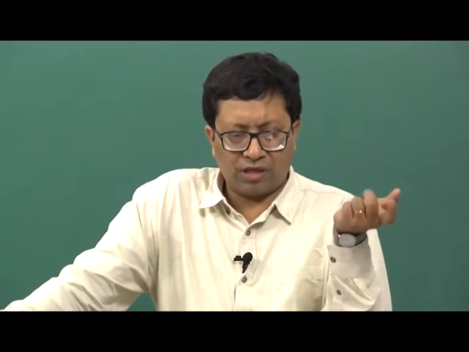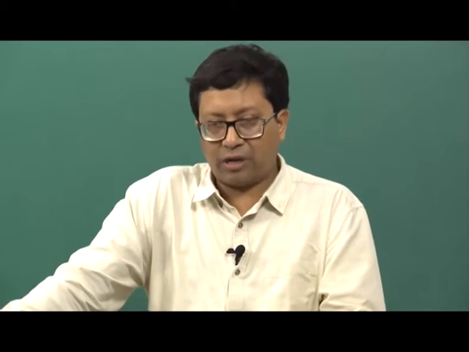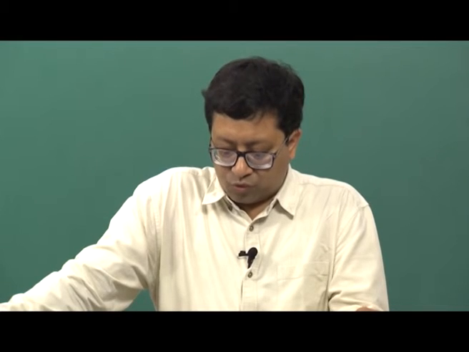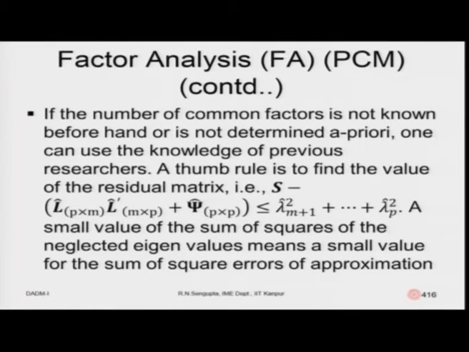So, that should technically be, in the long run, the division of the amount of information, information being relevant from the point of view where you are able to give the reasons for those aberrations, and one set of white noise for which you are not able to give the information. So, they should technically be equal to the sum of the eigenvalue squares. So, a small value of the sum of the squares of the neglected eigenvalues means a small value for the sum of the squares of errors of approximation.